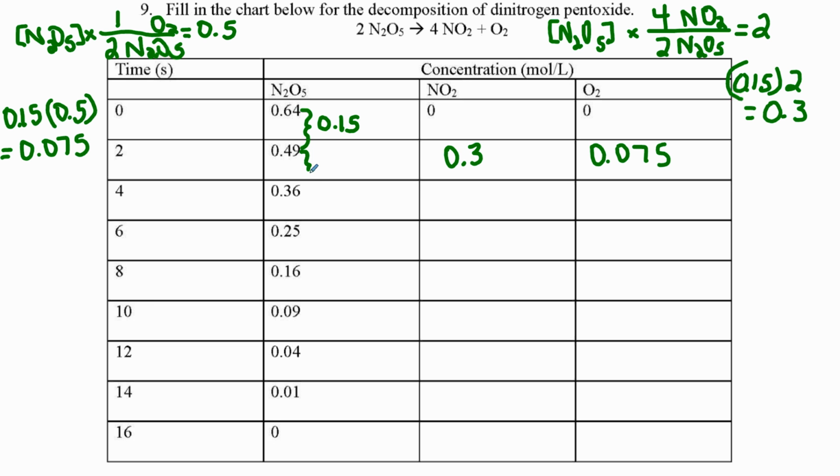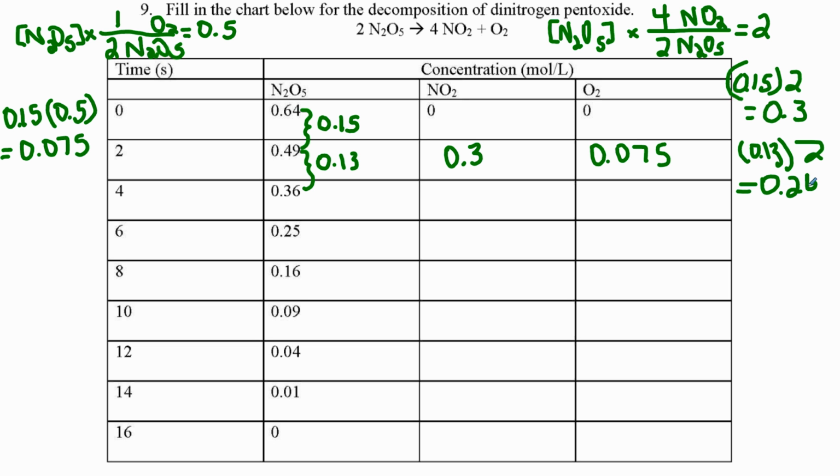Let's do one more entry so you can see how to add to a previous value. So we're going to calculate the difference here, the change in concentration. So 0.49 minus 0.36 is 0.13. So I'll start with NO2. So I'm going to take the 0.13 and multiply it by 2. Okay, so that equals 0.26.